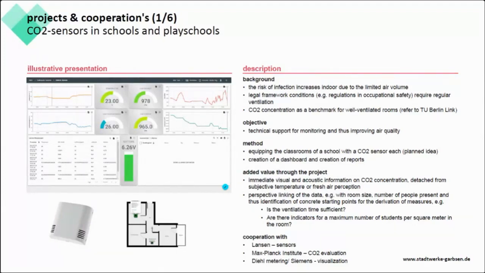Deal Metering and Siemens are also cooperation partners in this project for the themes of visualization, building up a dashboard and so on. We have different dashboards for teachers and for, for example, the Garbsen mayor, who has a broader view of the data than the teachers have. Next slide, please.